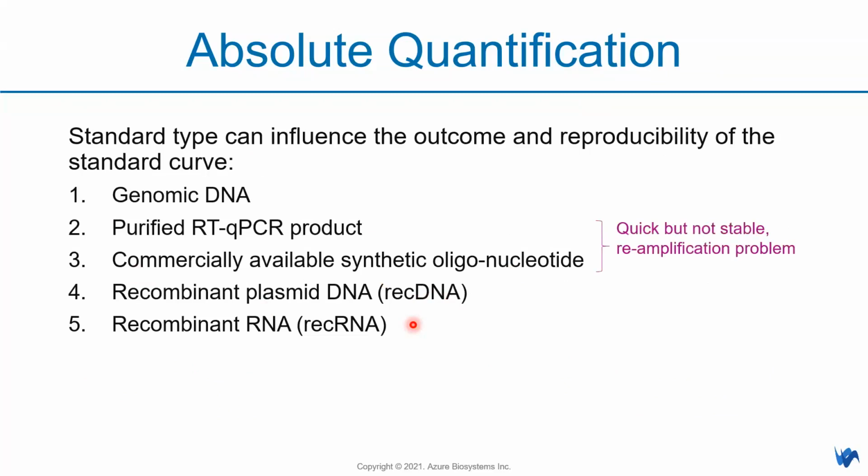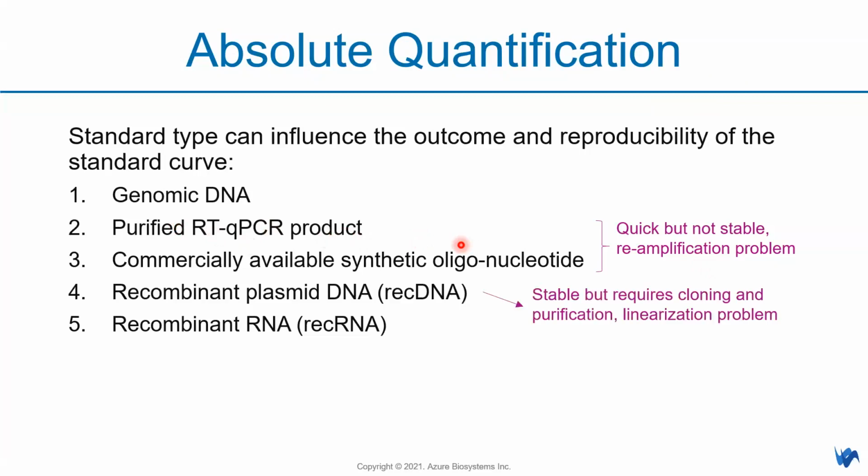Right, let us look at them one by one. You have purified PCR product and some commercially available synthetic oligonucleotides as the standard type you use to generate the standard curve. These are quick, but they are not really stable, because you have your purified PCR product, then you use it to prepare the standard curve and you re-amplify them again. So there comes the re-amplification problem.